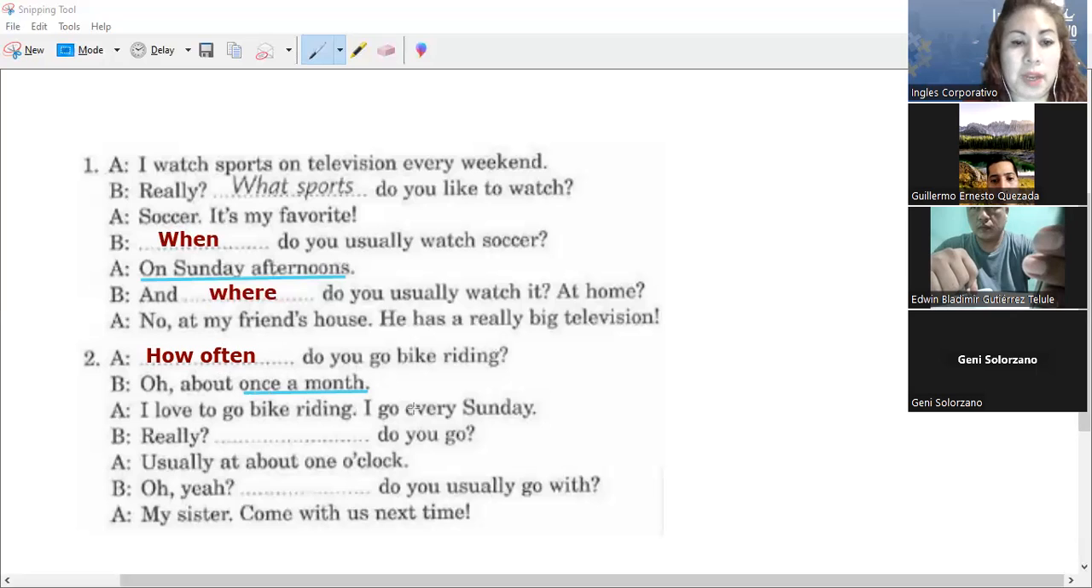I love to go bike riding. I go out every Sunday. Really? What time? Good. What time do you go? Usually about 1 o'clock. We know that the answer is what time because over here it says at about 1 o'clock.